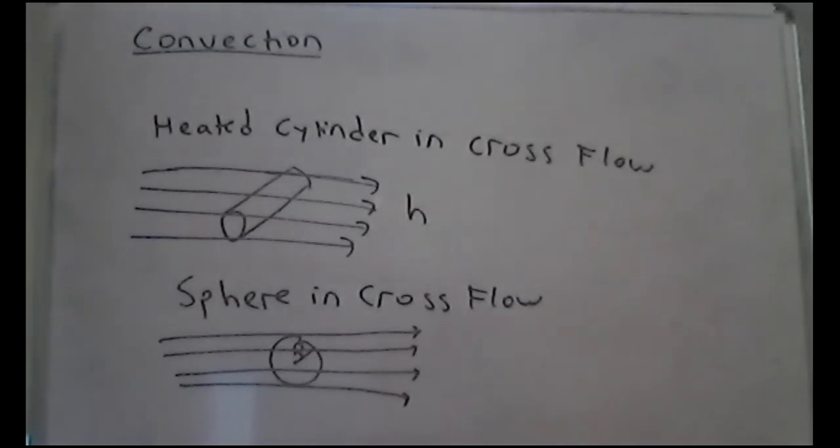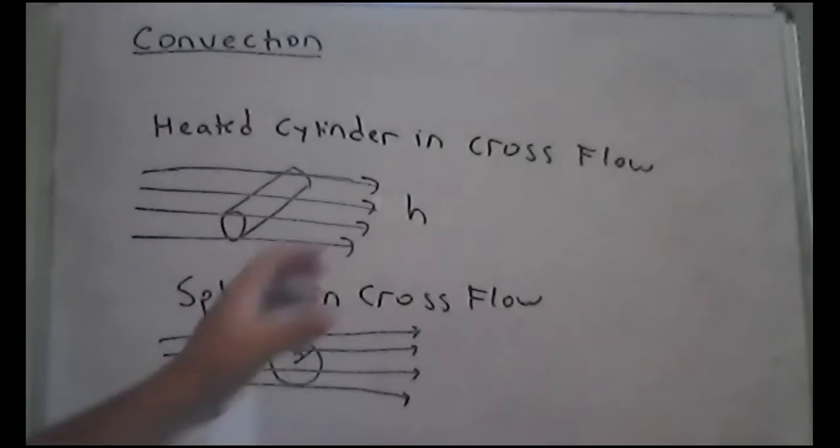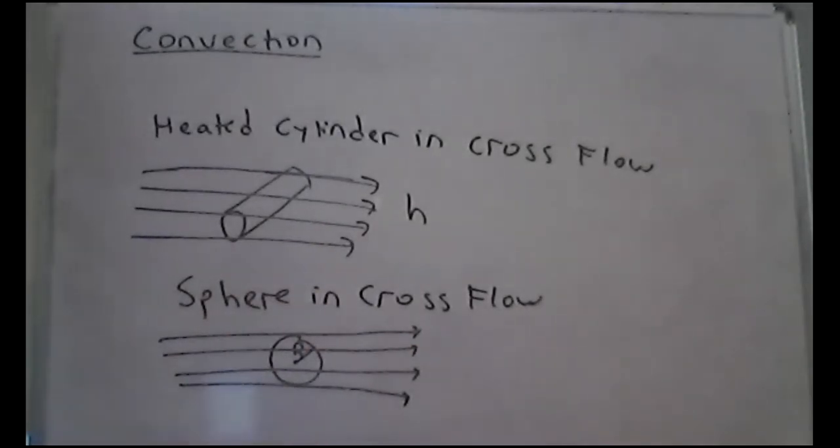But what you do is you just say, well, what is this like? This is like a cylinder in cross flow, or this is like a sphere in cross flow. You have to play games like that in order to get H. So the reality is, convection transfer is well beyond the scope of this class. We're not even going to attempt it. It's well beyond the scope of university physics research.